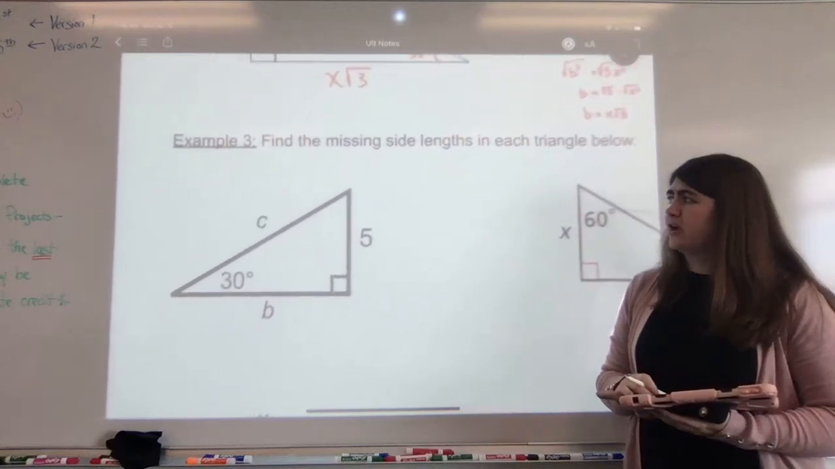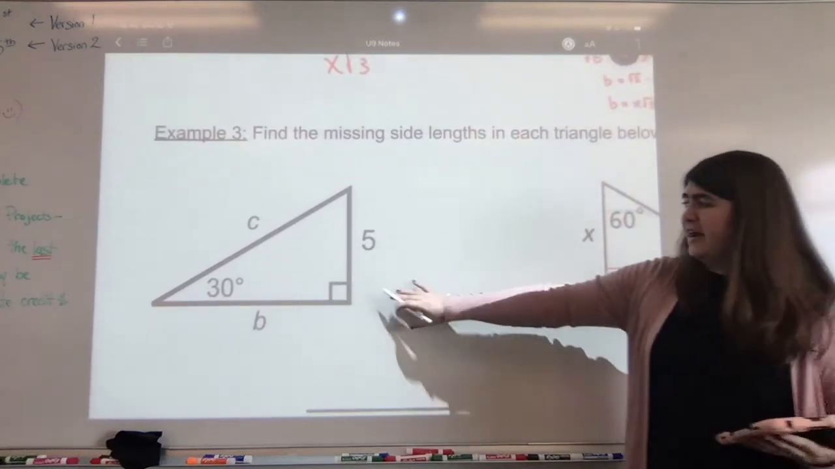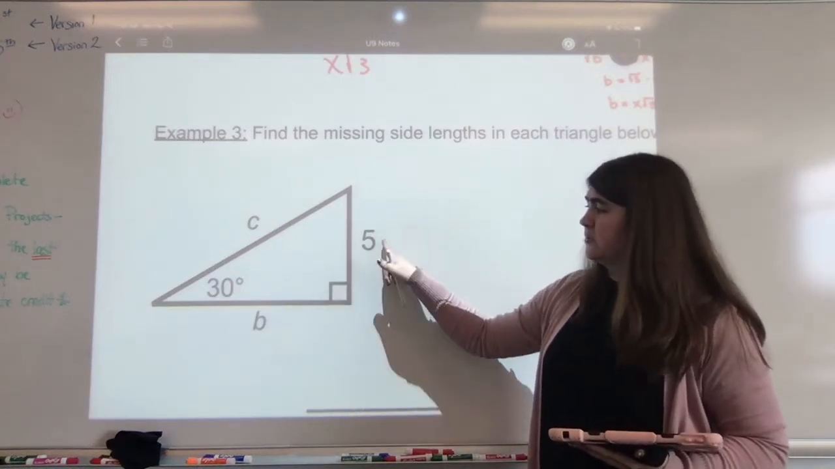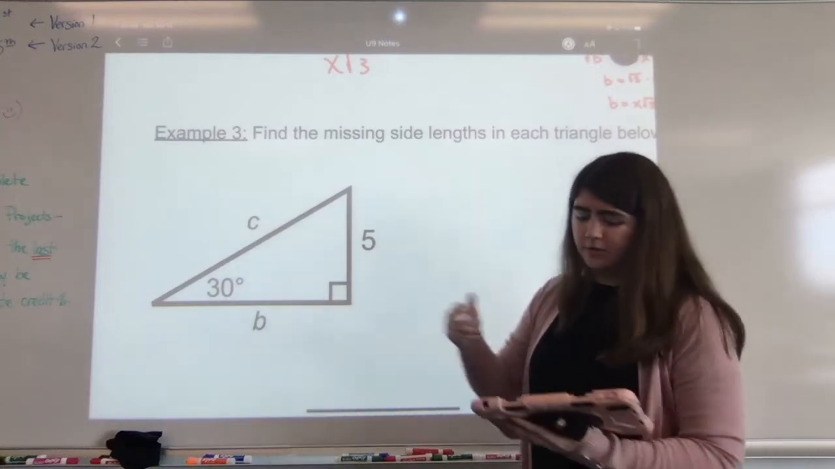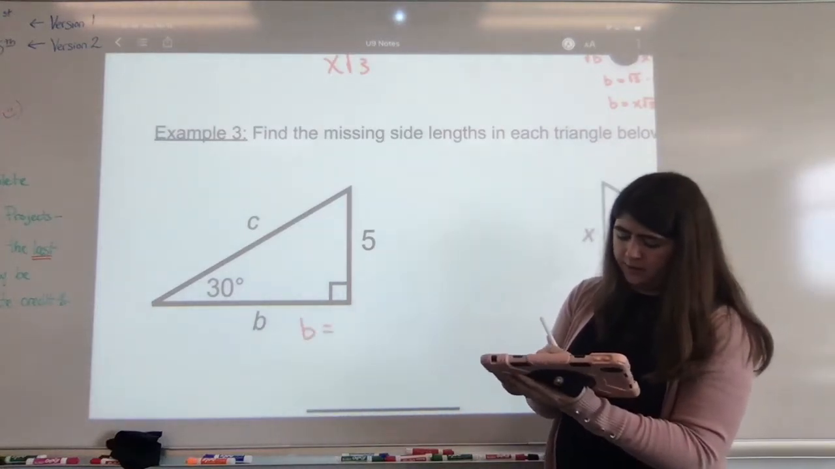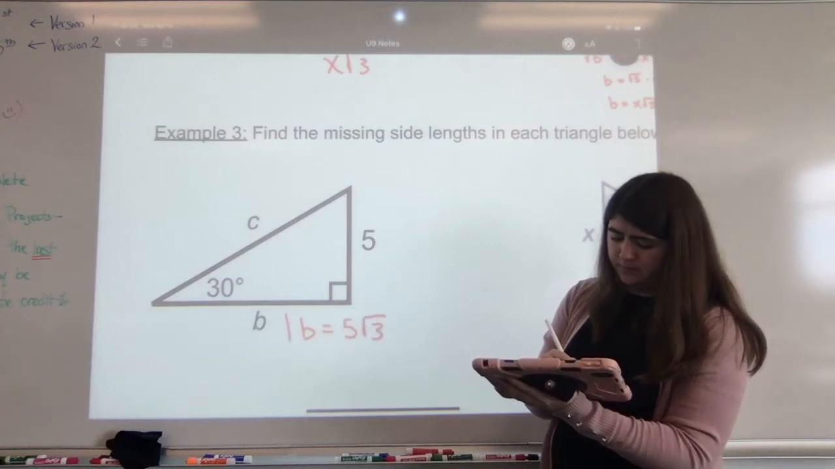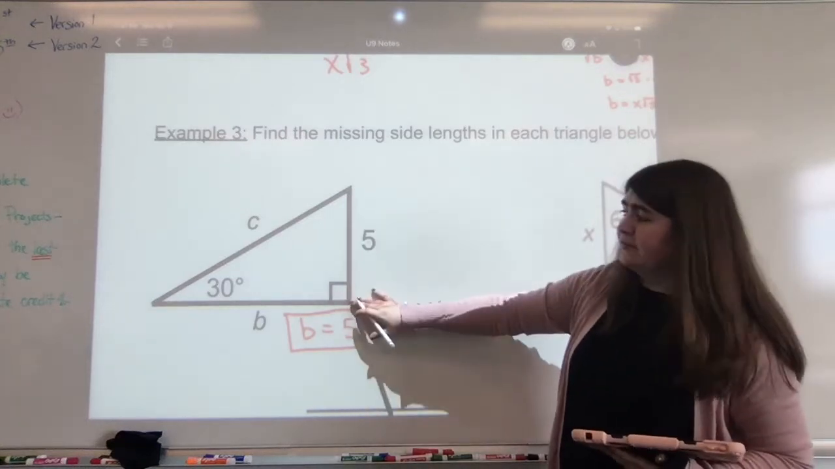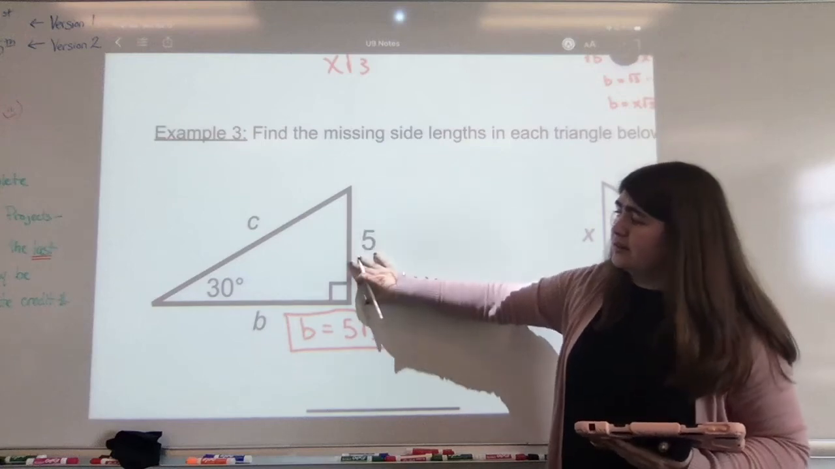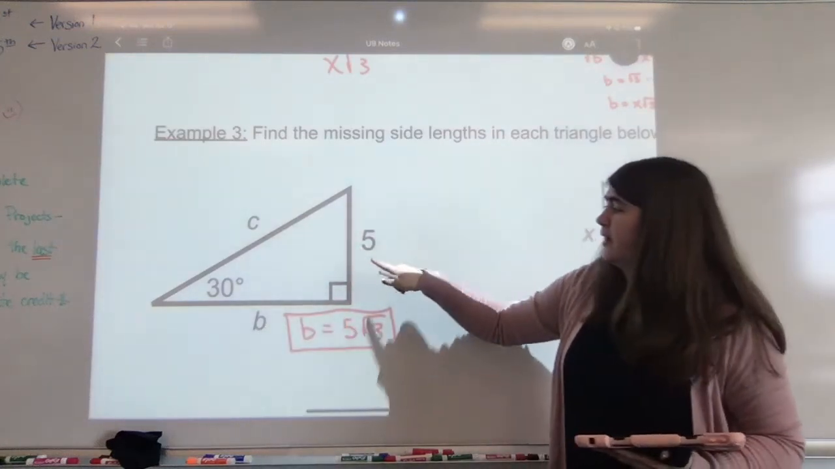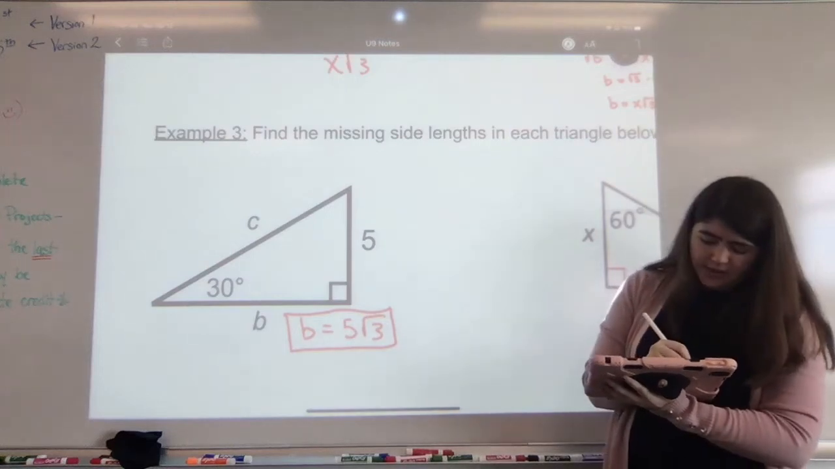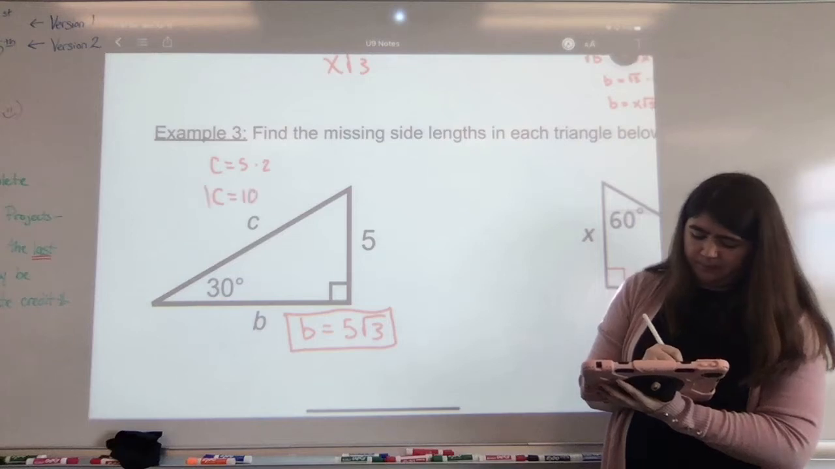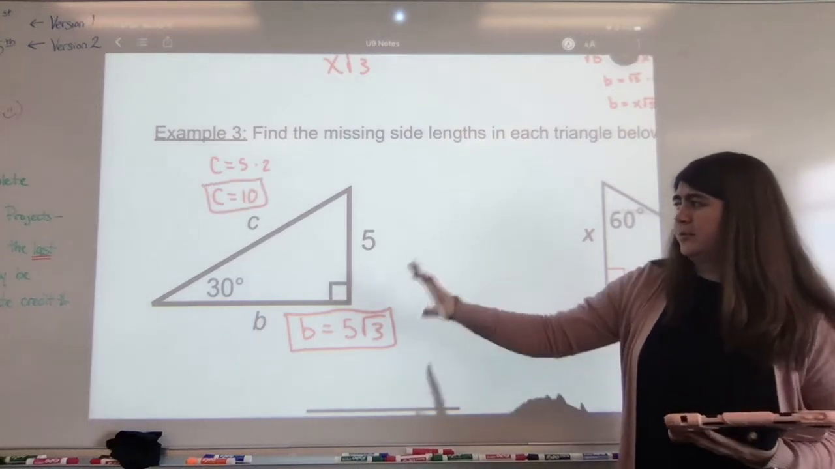So I have this triangle here, and I have 5 for my shortest leg. That means that to find the second leg, I need to multiply this by the square root of 3. So I have b is equal to 5 square roots of 3. Then I know that if this is 5, then I need to multiply this length by 2 to get the hypotenuse. So I have 5 times 2. So c equals 5 times 2, meaning c is equal to 10. Now I have all 3 side lengths.